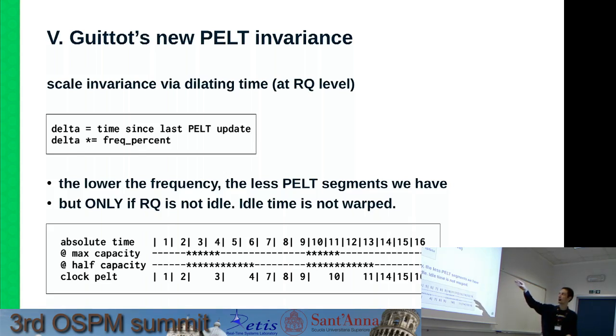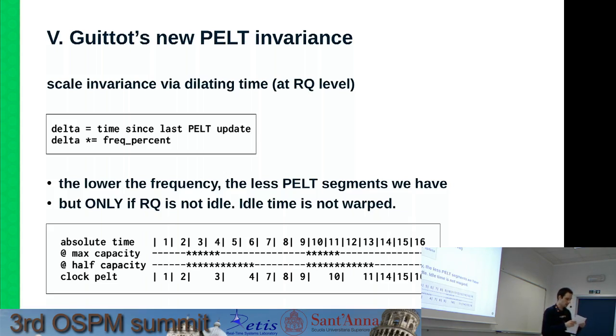We achieve scale invariance by dilating time and not by scaling the PELT contribution. In this diagram, I didn't want to explain Vincent's PELT patch to this audience, so I wanted to go quickly over this. Okay, so if we aren't running at the maximum frequency, the time seen by the run queue will slow down accordingly.